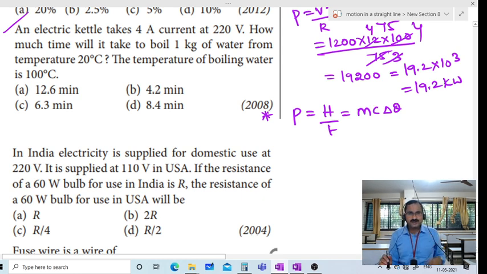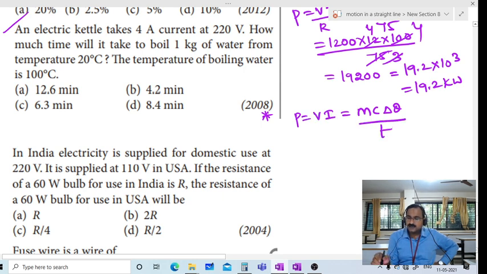So, voltage, current, and how much time it will take to boil 1 kg of water from 20 degrees Celsius; the temperature of boiling water is given. So first we calculate the power. What is the power formula? Voltage into current. Power is voltage into current, that is m s delta T, nothing but heat divided by time according to the formula. So we will get this value.